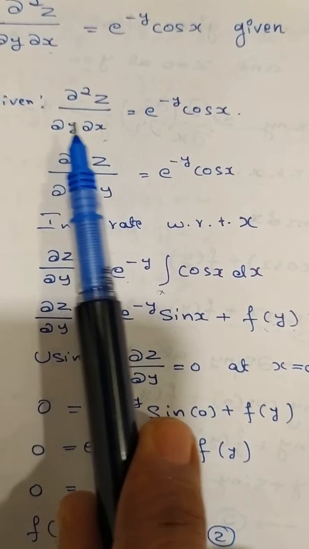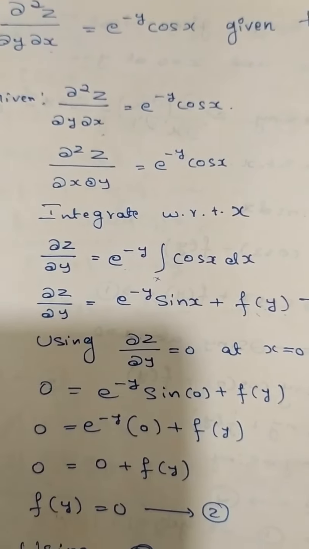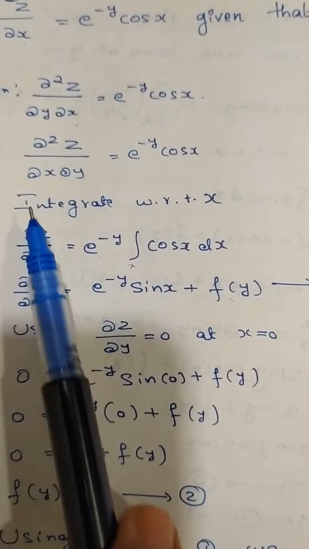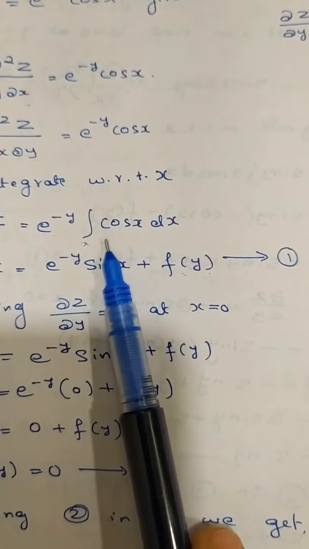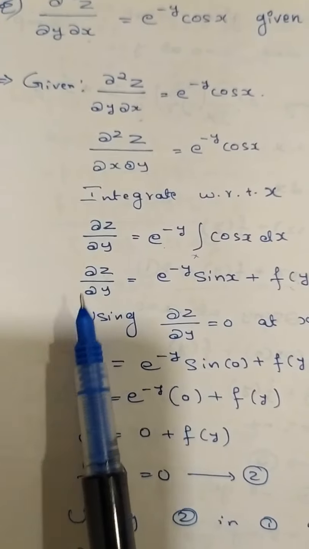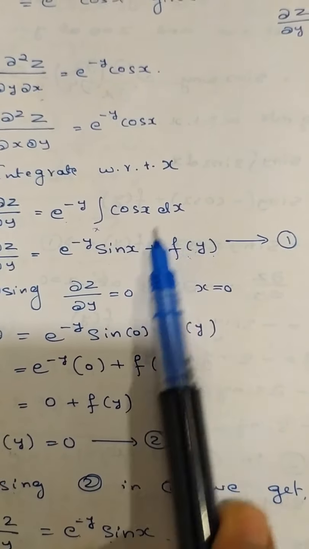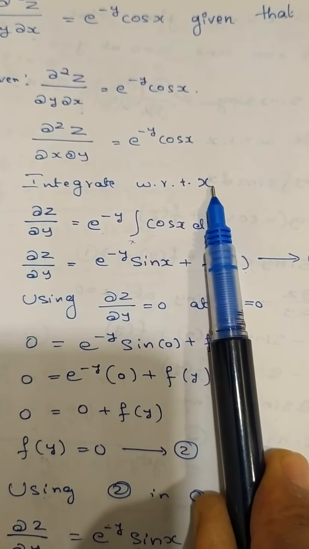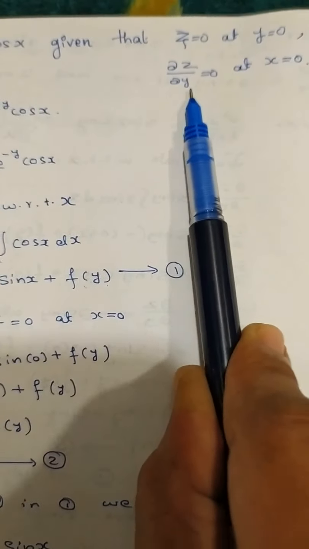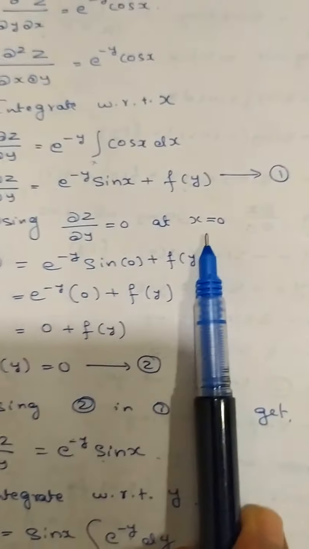Dou square z by dou y dou x can be written as dou square z by dou x dou y, because these two are always equal. Mixed second-order partial derivatives are always equal. Now integrate with respect to x. Then we get dou z by dou y, with e power minus y constant, integration of cos x with respect to x. Then dou z by dou y is minus e power minus y sin x plus f of y. What is f of y? The integral constant, because we integrate with respect to x. Now use this condition. The first condition is always the condition with the partial derivative. Now apply the first condition.